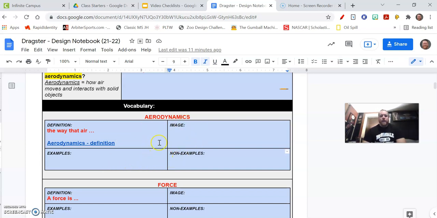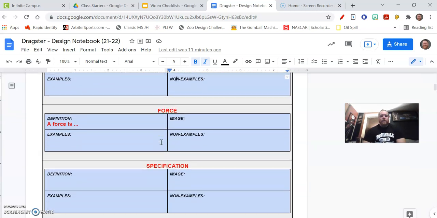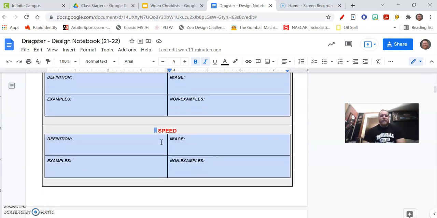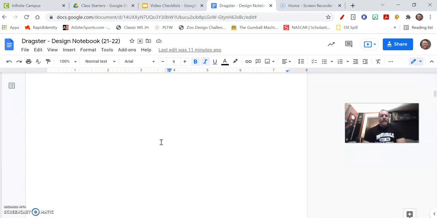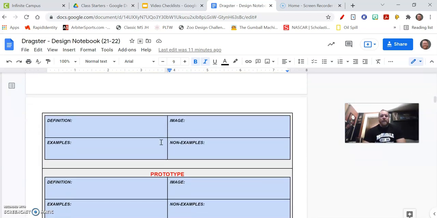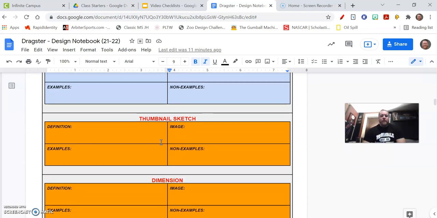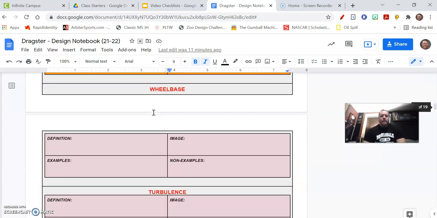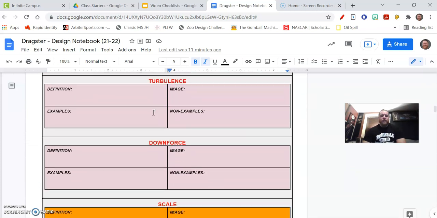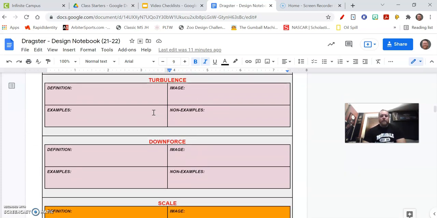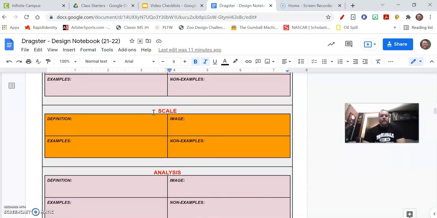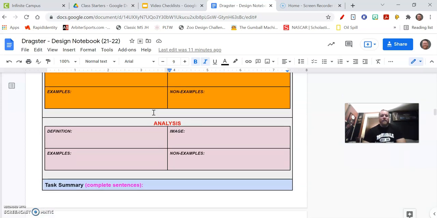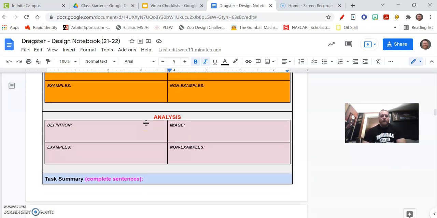All right, so you see the Frayer model for aerodynamics, and you see force, specification, speed, velocity, sorry, I'll have to fix that, velocity, prototype, and we get to some should do definitions and should do Frayer models: thumbnail, sketch, dimension, axle, and then wheelbase, turbulence, downforce are all aspire to do words. Scale is another should do word, and then the word analysis is the last aspire to do word. So pay attention to the colored backgrounds as well.